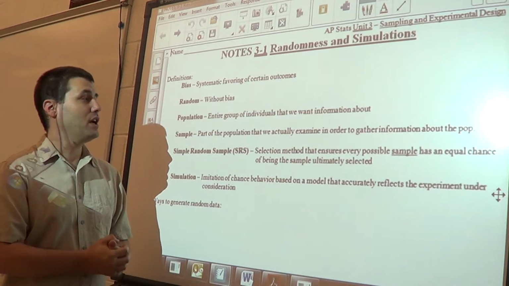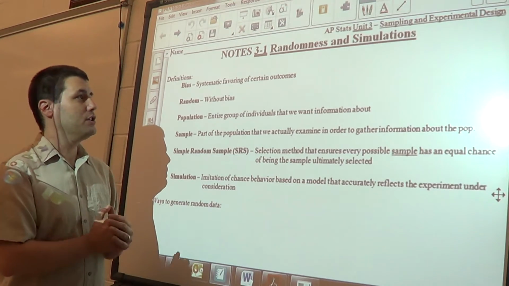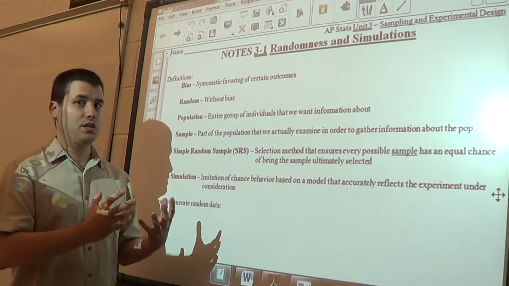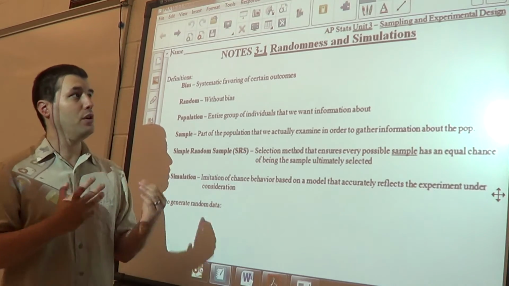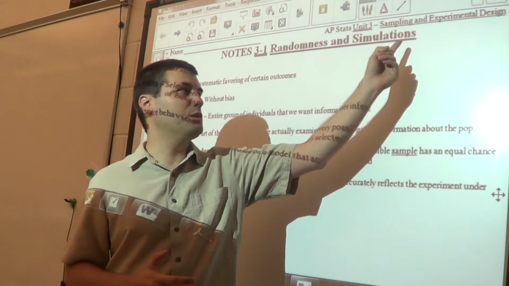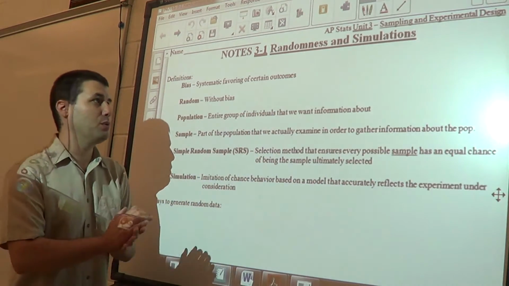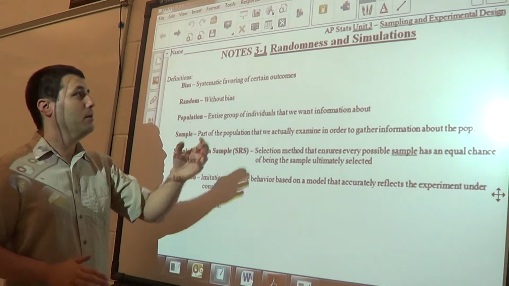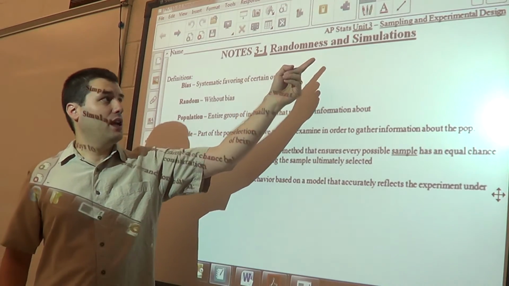So to start this out, we're on notes 3-1. We'll break this into 3 sections. This is a smaller section that's starting us out to understand randomness and why it's so important. Section 2 and 3 will be about sampling design and experimental design, the 2 basic places where we get data. So we're going to start with talking about randomness and simulations.